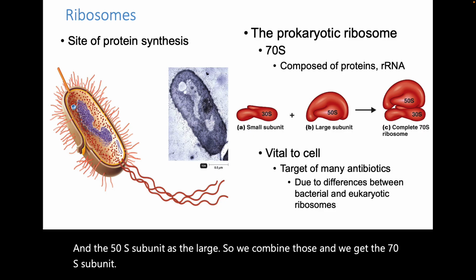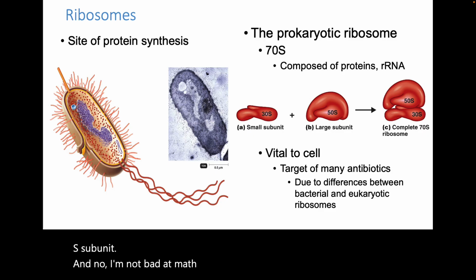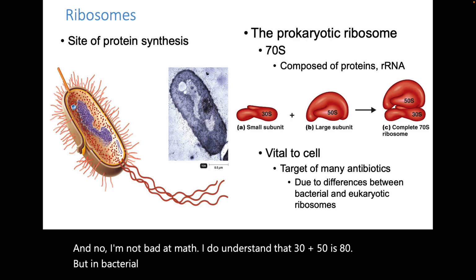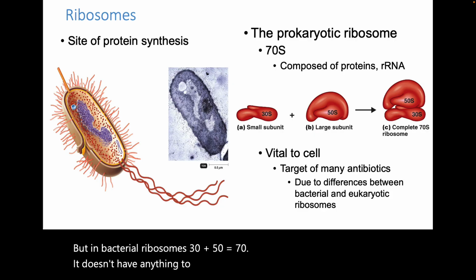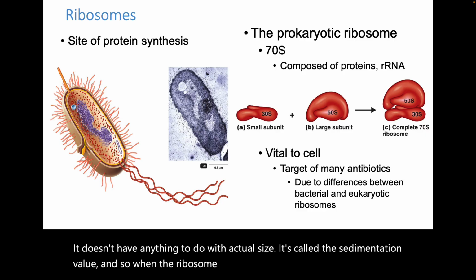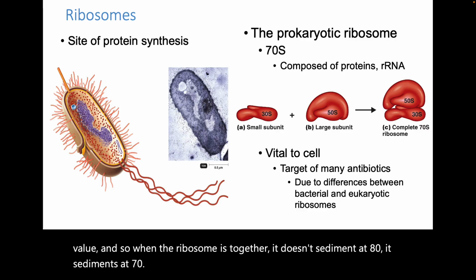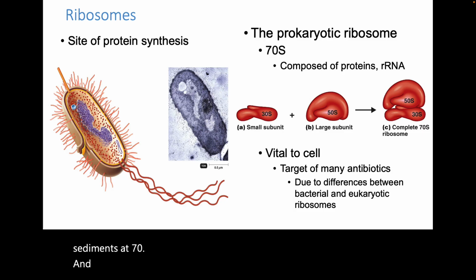And no, I'm not bad at math. I do understand that 30 plus 50 is 80. But in bacterial ribosomes, 30 plus 50 equals 70. It doesn't have anything to do with actual size. It's called the sedimentation value. So when the ribosome is together, it doesn't sediment at 80, it sediments at 70. And in eukaryotes, it's 60, 40, 80, not 60, 40 equals 100. So, again, I don't do the naming system.